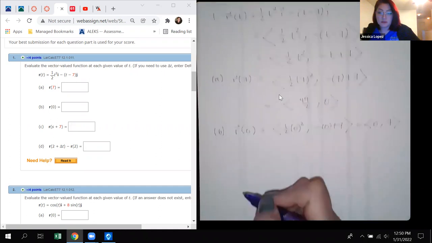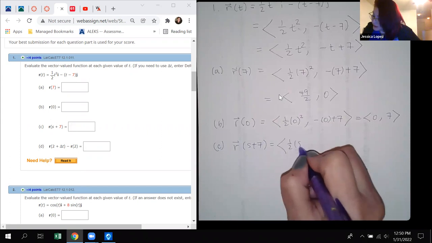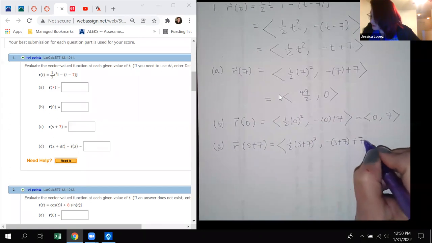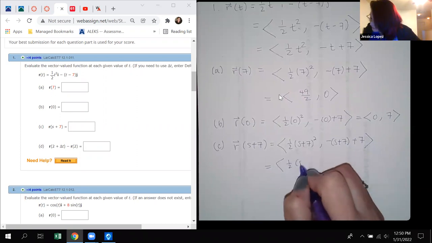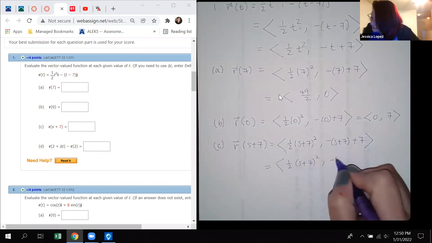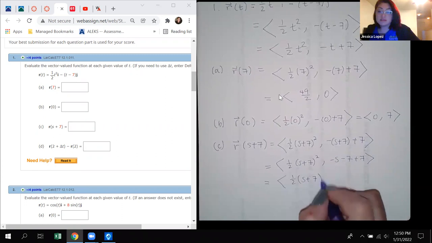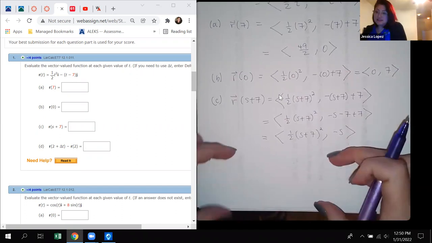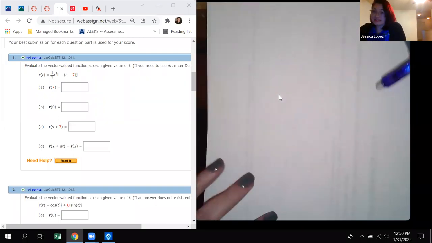And then for part C, we're going to plug in s plus 7. That means 1/2 times s plus 7 squared, and then negative s plus 7, plus 7. I'm just going to leave the first part like that. And then here I get negative s minus 7 plus 7. So what I end up with is 1/2 (s plus 7) squared, and then just a negative s, okay? That one's a little bit trickier. Then for part D, I'm definitely going to need more space than this little amount, so I'm going to go to the next page. This is still number one, just part D.